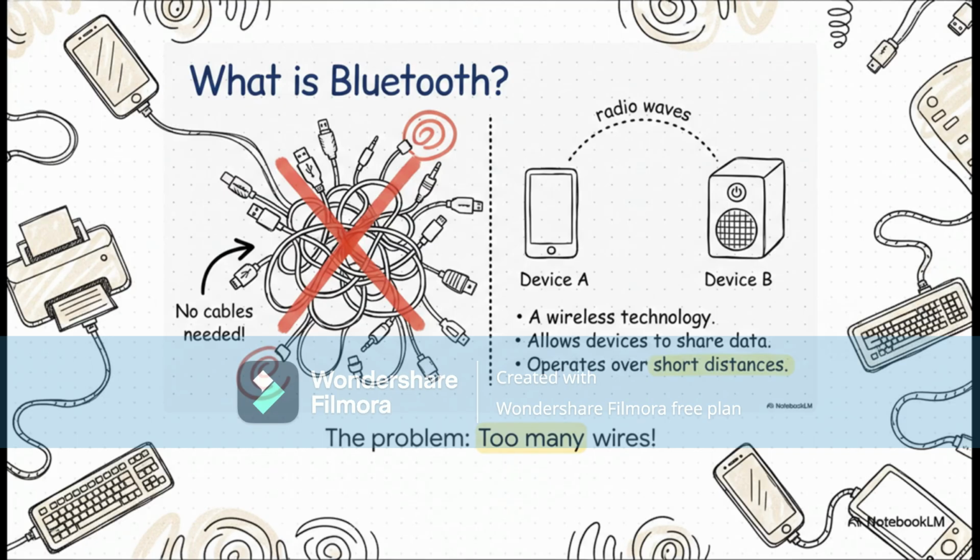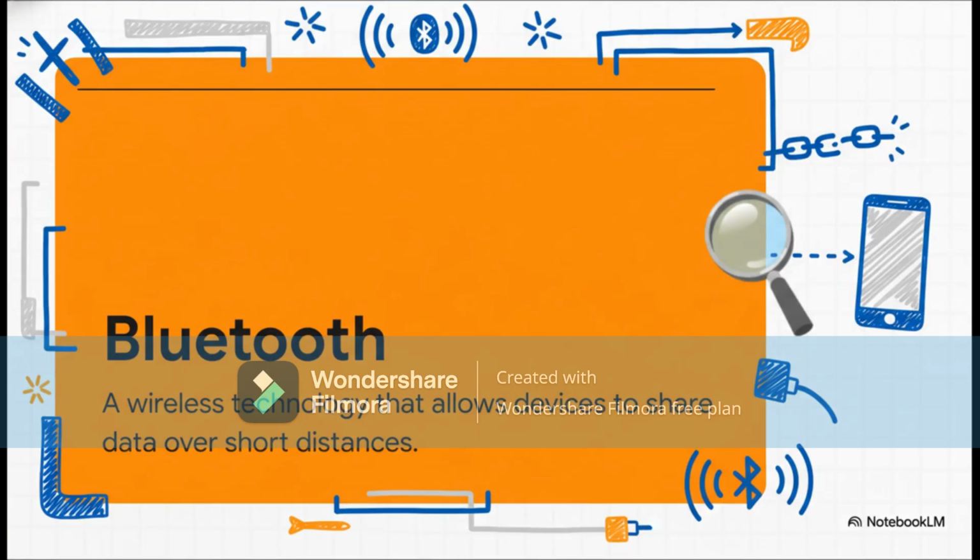What we really needed was a simple, universal way to connect all our gadgets without drowning in clutter. And here it is, the solution, Bluetooth. Now, this is a key definition you've got to remember. Bluetooth is a wireless technology that lets devices share data over short distances. Simple as that. It's the hero that finally cuts the cords.